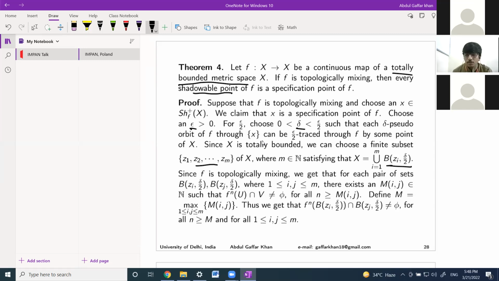So fixing U and V to be these sets, we can choose the maximum of all those m's and denote them by m_ij. And so we can observe that f^n(U) and V will intersect for all n greater than or equal to m_ij, where U and V are elements of this cover. So if we define m to be the maximum of this, this maximum will help us to establish the time gap required corresponding to epsilon for the specification property of X.